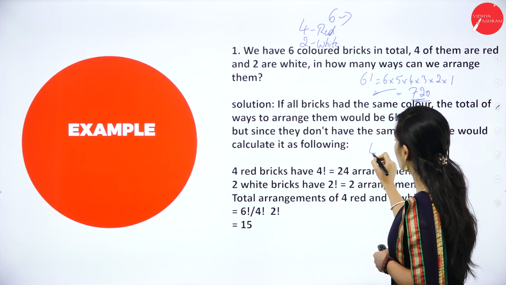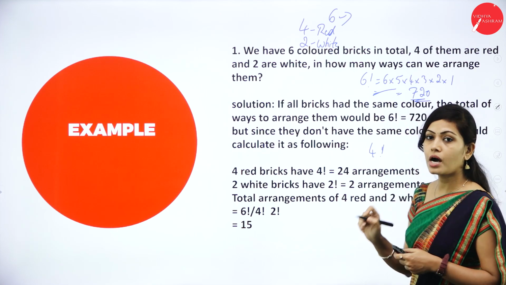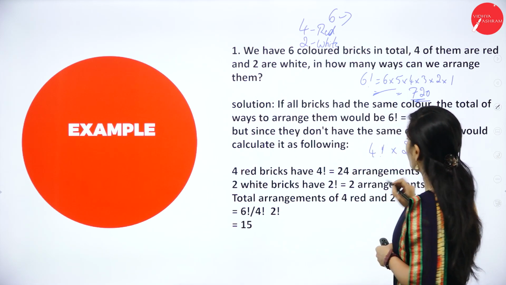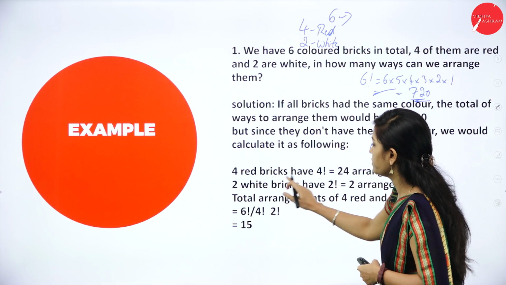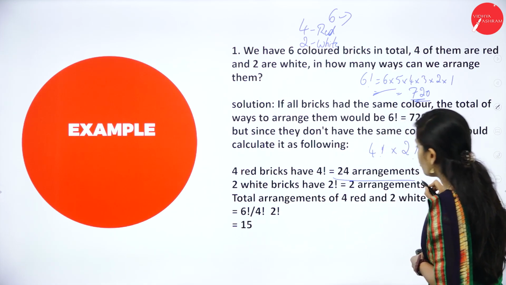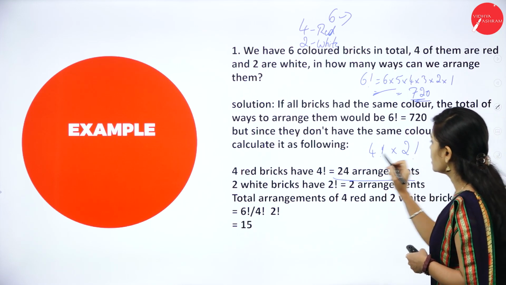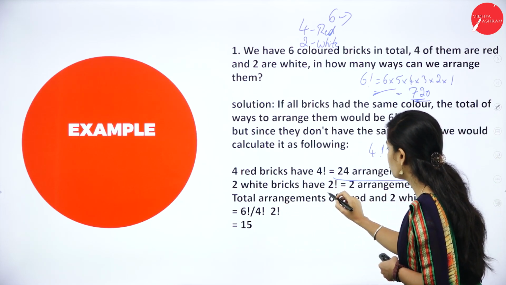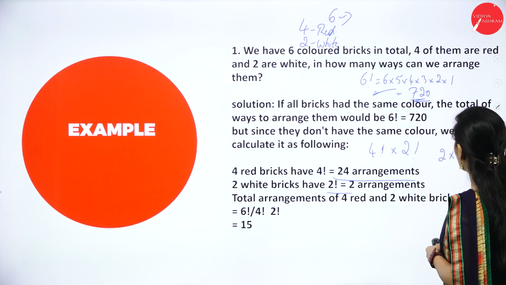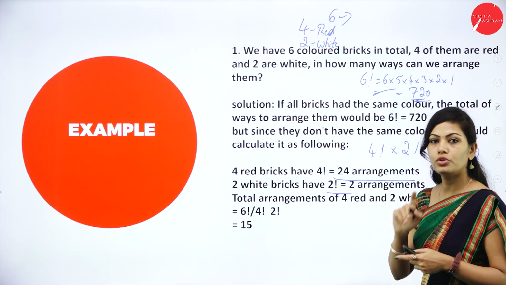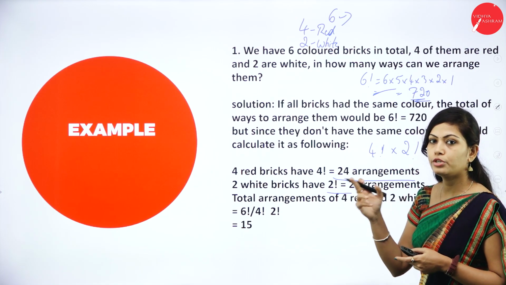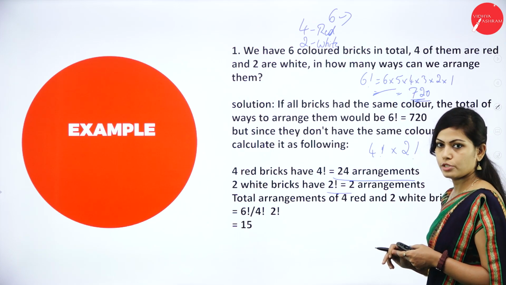And the next point: 4 of them are red. So it is 4 factorial. 4 red bricks have 4 factorial, which is 4 into 3 into 2 into 1, equal to 24 arrangements. And 2 white bricks have 2 factorial, 2 into 1, equal to 2. So 2 factorial is equal to 2.